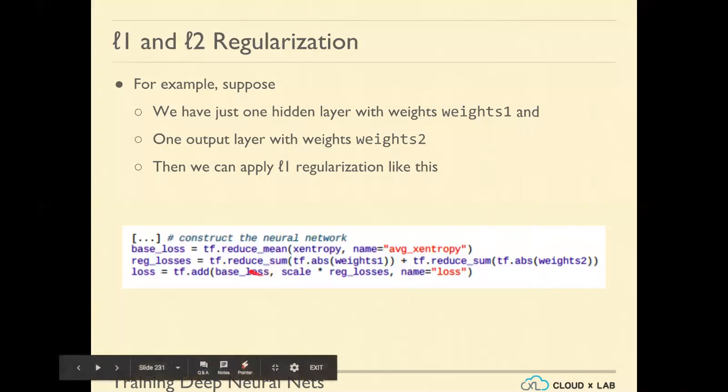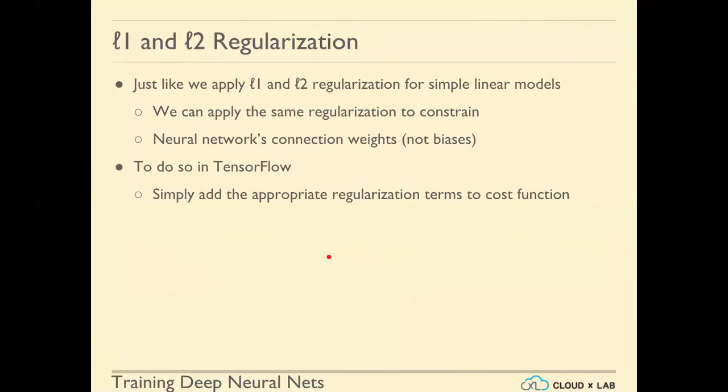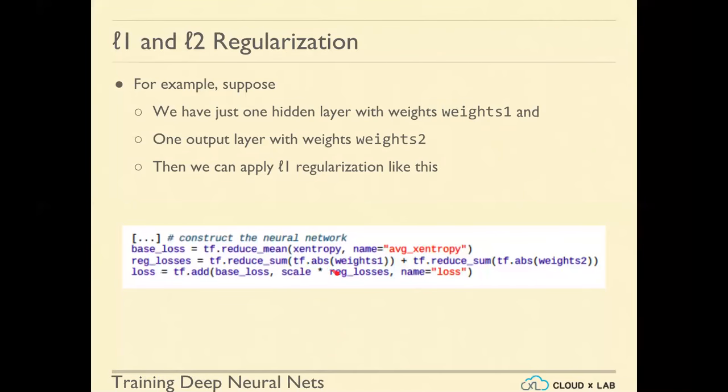You can see here the base loss is the standard cross entropy, and then we have the regularized losses. Regularized losses is the sum of all the weights. Here L1 means we don't square it, we just compute the absolute value of the weight. So W1's absolute summation and W2's absolute summation. We add the base and the regularized losses together. Remember lambda, we will multiply the regularized losses with a scale.